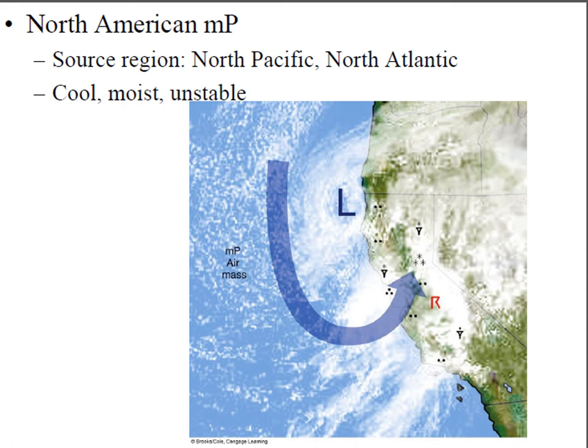Figure 8.6 shows clouds and the airflow aloft associated with maritime polar air moving into California. The large L shows the position of the upper level low. Regions experiencing precipitation are shown.